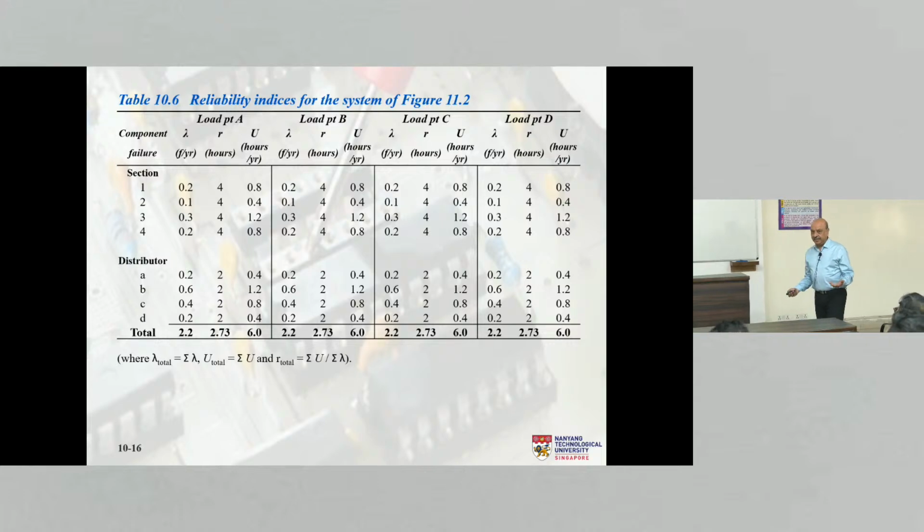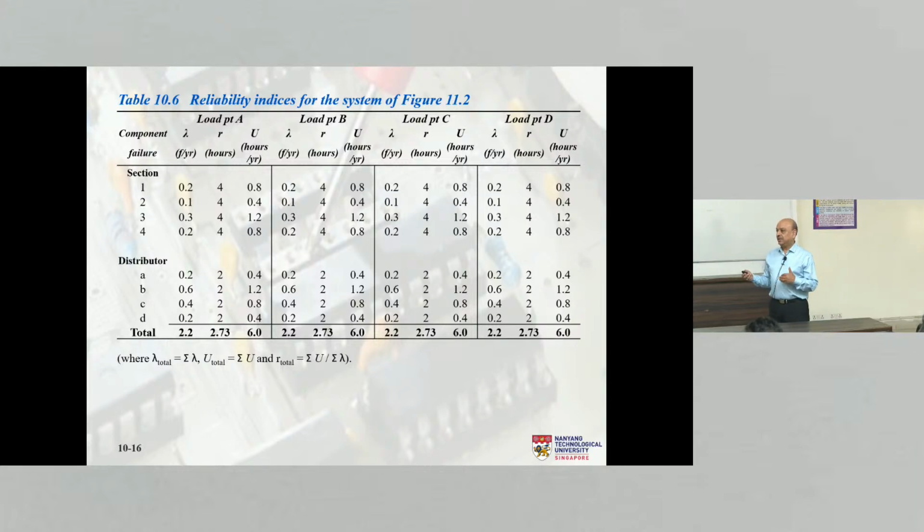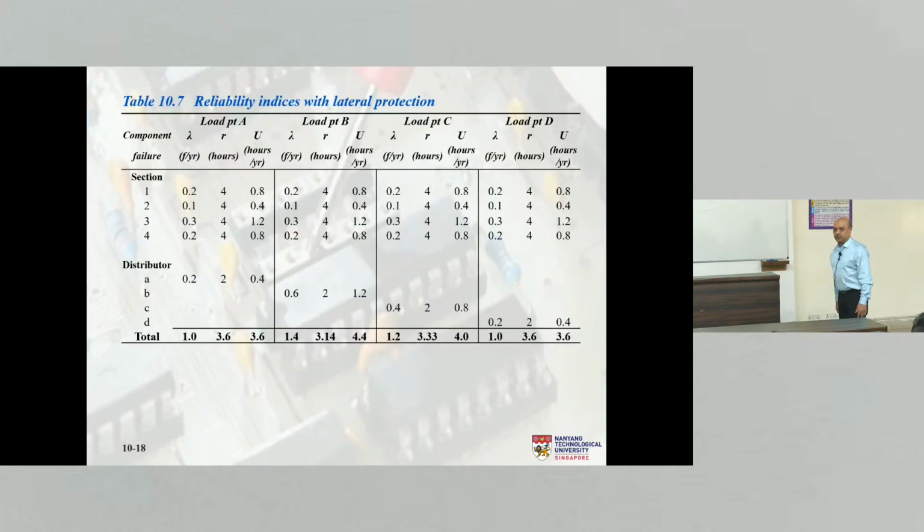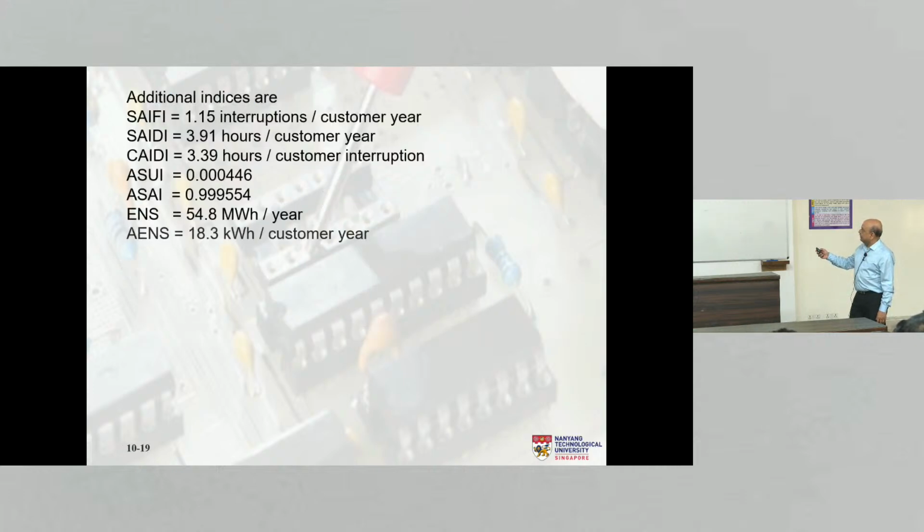What do we want at the end of the day? Failure rate should go down and unavailability should go down, because the repair time r is U over lambda. So that's a ratio of two quantities. We can't control that directly. If we can control lambda and U, then r will subsequently also reduce. Clear? So that's the lateral distributor. I connected some protection in the laterals and the reliability has improved. And of course you can calculate the additional indices. You will find that they have also improved.